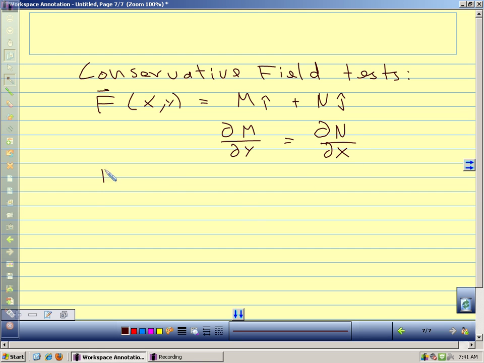If we have a field in space, what was our test for a conservative field in space? Del cross F equals 0.